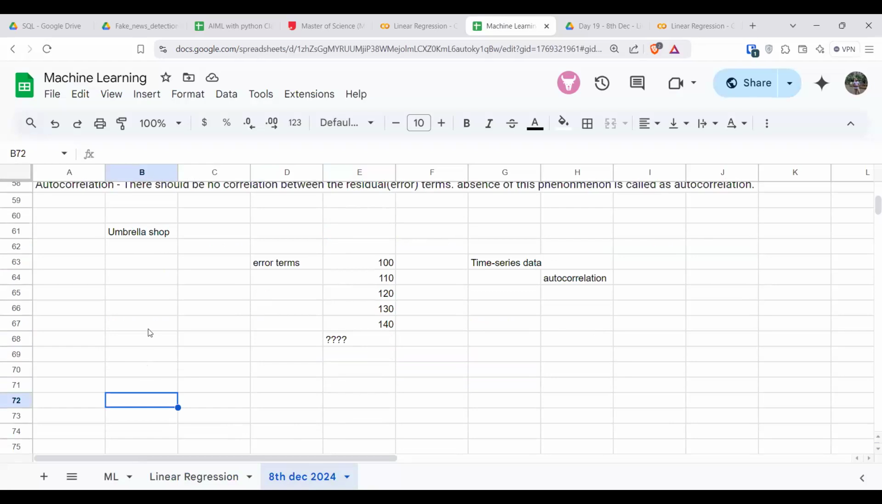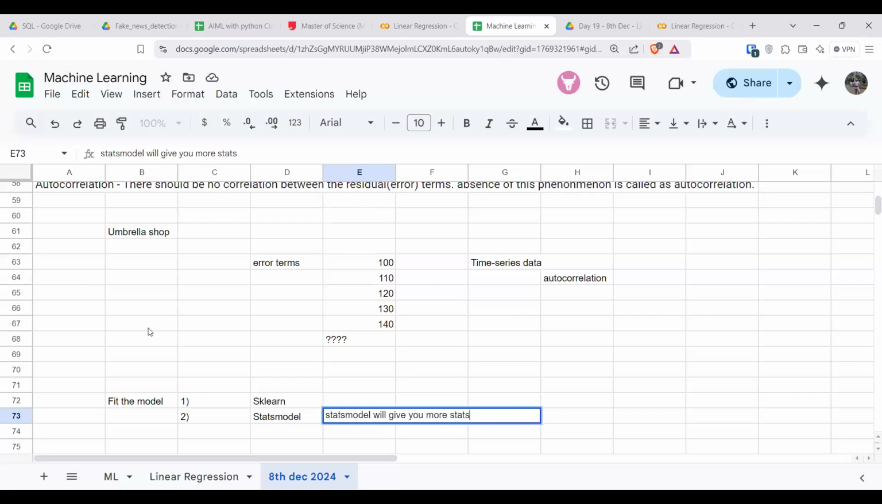What we will do is, there are two libraries that we can use to fit the model. I'll just tell you. First, we already have discussed sklearn. By using sklearn, we can easily fit the model, and everybody knows that. Second is statsmodels, and there's no real difference in these two libraries as such, but statsmodels will give you more statistical analysis, or more statistical terms in the analysis, right?